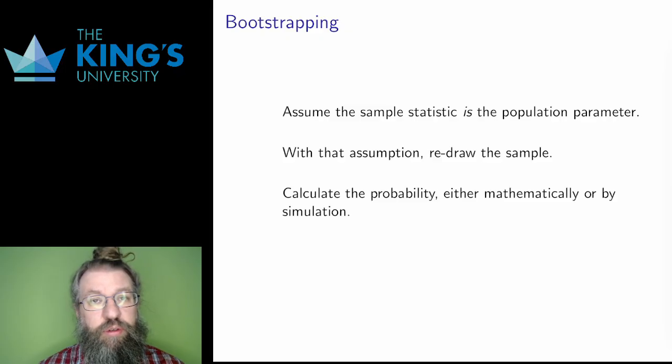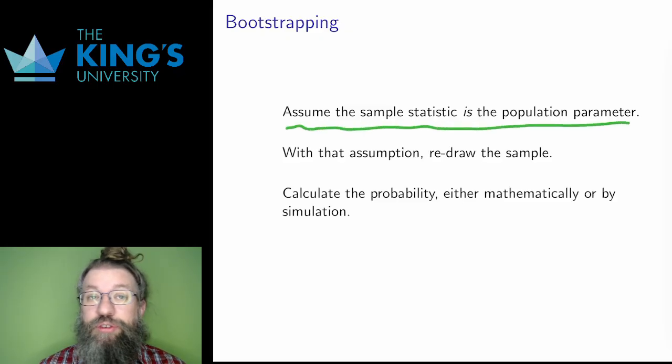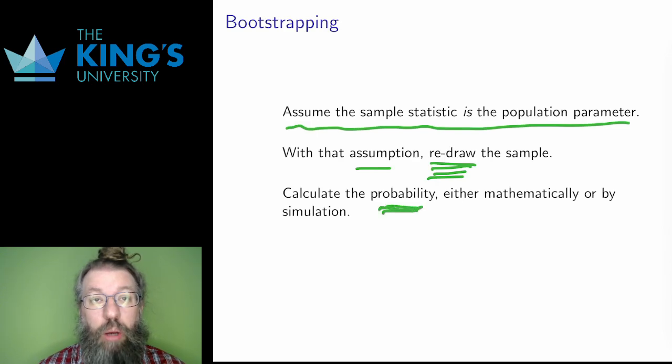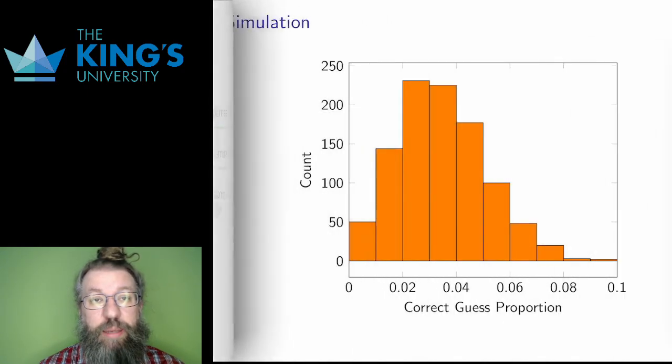How do we do this? The simulation method here is called bootstrapping and works this way. Very strangely, we assume that the sample statistic is the population parameter. But then, using that population parameter, we redraw samples of the same size as our sample. Then we calculate the probability of a range of values around our sample parameter using probability theory or simulation. It is an odd process, but it does produce a range around the sample parameter.